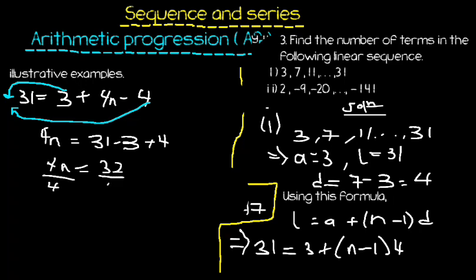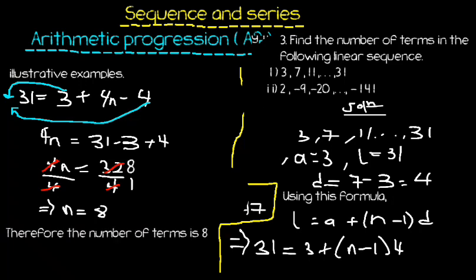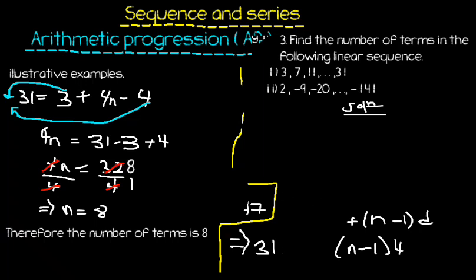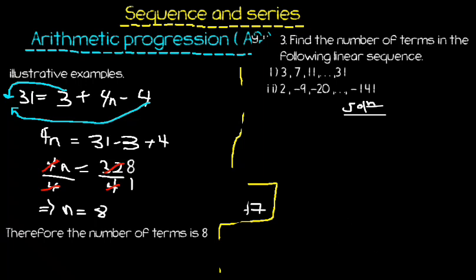Dividing through by 4, 4 cancels 4. 4 goes into 32 8 times. So simple and short, you can say that n is equal to 8. So the number of terms is equal to 8. Very simple. You can try, and at the end of this video I'll be giving you questions to try, and if you have any problem or difficulty with this, just comment or send me an email for me to answer that for you.